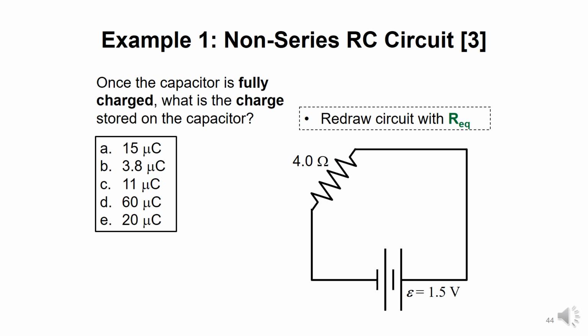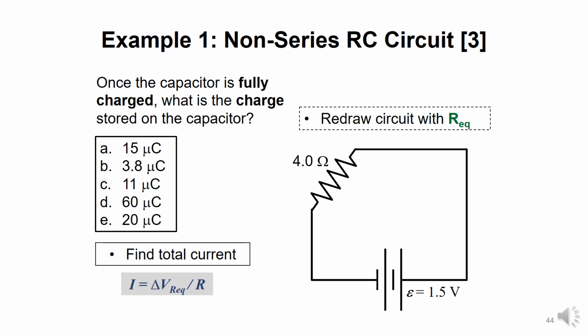Here are the more elaborate steps. You redraw the circuit with the two resistors, combine them into a single 4 ohm resistor, then find the total current by doing delta V over R. That's 1.5 volts over 4 ohms. You get 0.38 amperes. So the current in the system going through both resistors is 0.38 amperes. Okay, so we found the current.